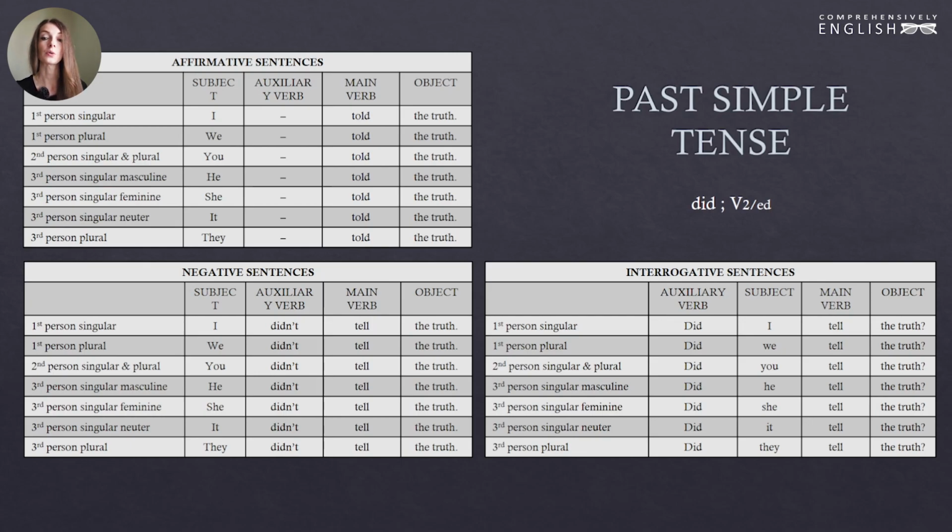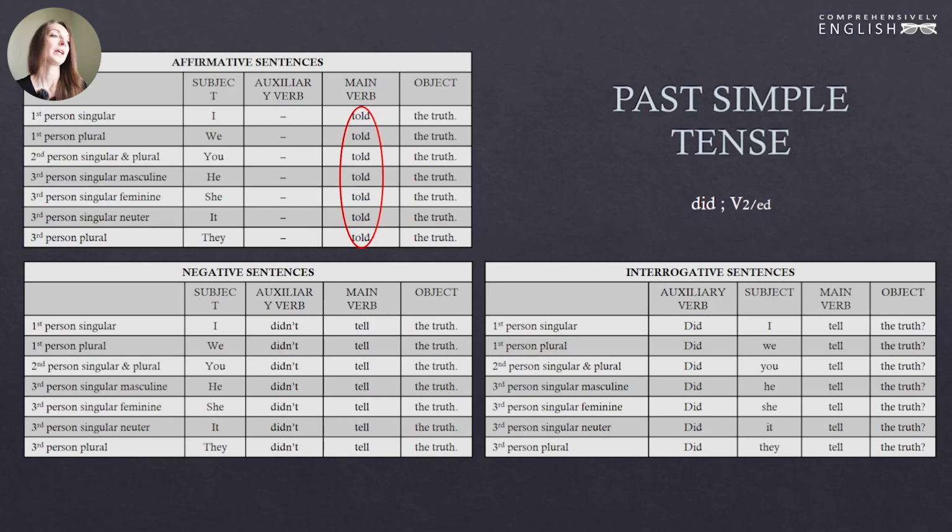Affirmative sentences, or we can also call them declarative sentences or statements, have the verb in the second form or with the ending ed. In our case, the verb is tell, so that's why we have told. I told the truth, we told the truth, you told the truth, he told the truth, she told the truth, it told the truth, they told the truth. You have the same verb form for all the persons, and you don't have any auxiliaries in statements in the past simple tense.